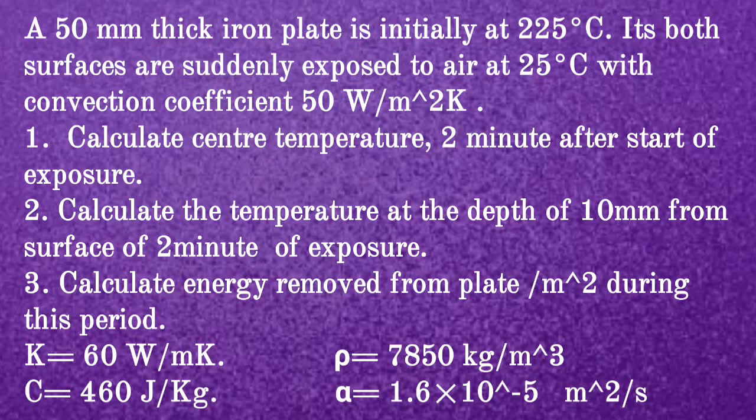Kelvin. First question, calculate center temperature 2 minutes after the start of exposure. Second question, calculate the temperature at the depth of 10 mm from the surface after 2 minutes of exposure. Third question, calculate energy removed from plate per meter square during this period. Conductivity K 60 watt per meter Kelvin, density rho 7850 kg per meter cube, specific heat C 460 joule per kilogram Kelvin, alpha 1.6 into 10 raised to minus 5 meter square per second.